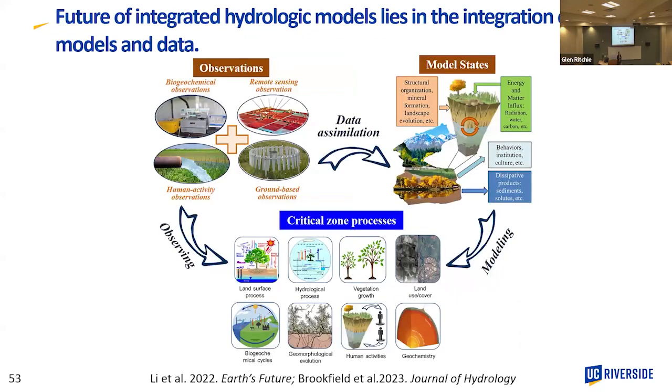The future of integrated hydrologic modeling lies in the integration of models, actually multiple models that capture different components of the hydrologic systems. These are biogeochemical models, geomorphological evolution models, and models that treat the soil system as a dynamic system, and couple all of these together with modeling approaches to predict the future of hydrology in the world.